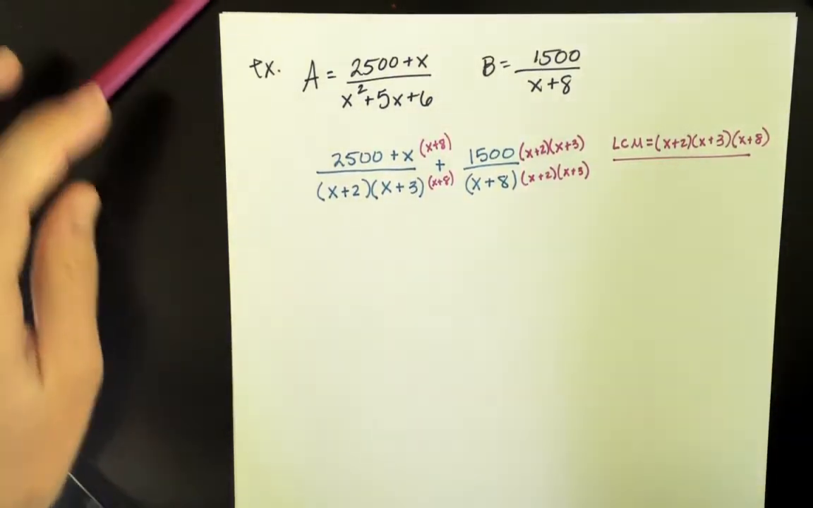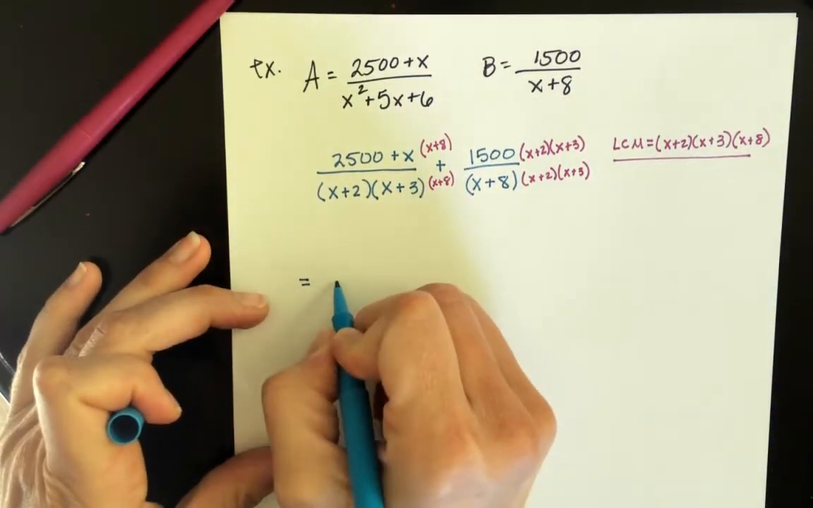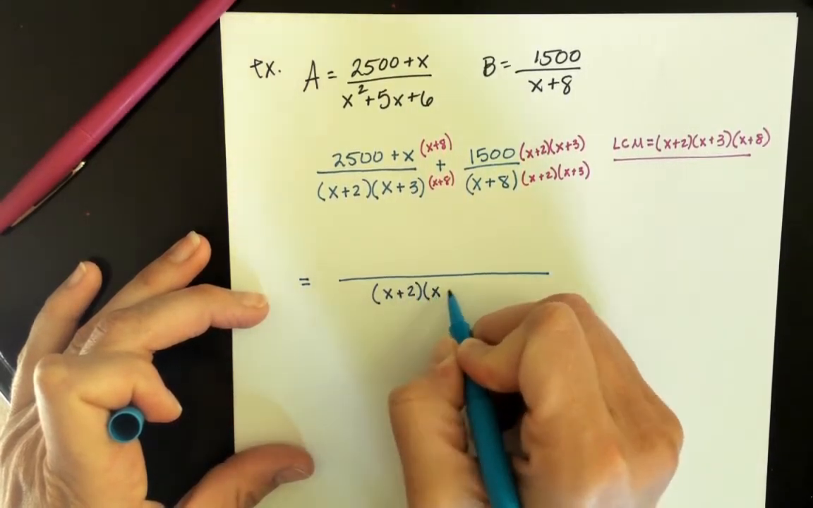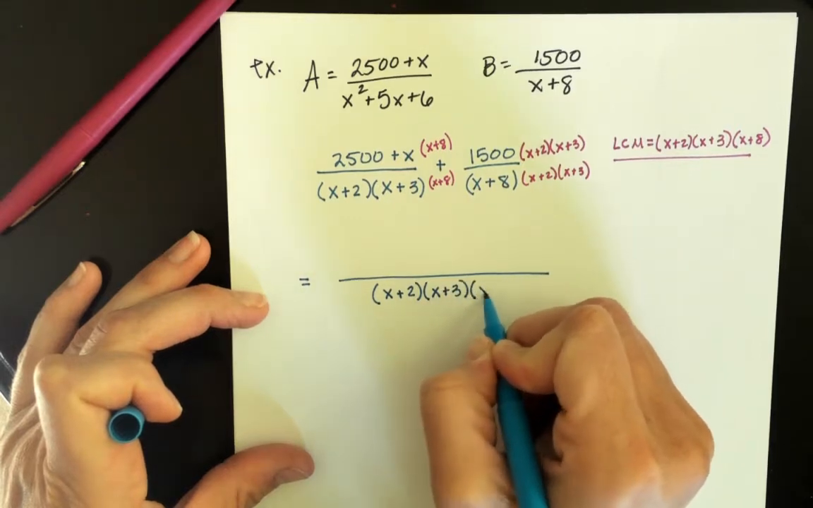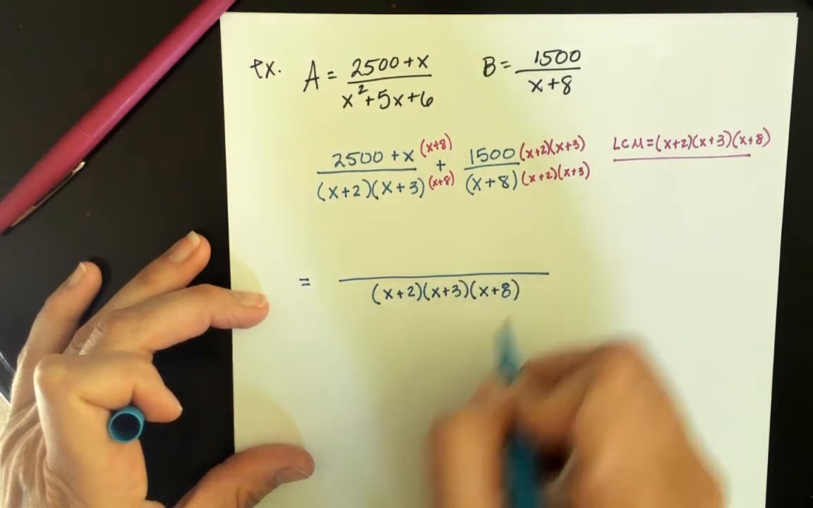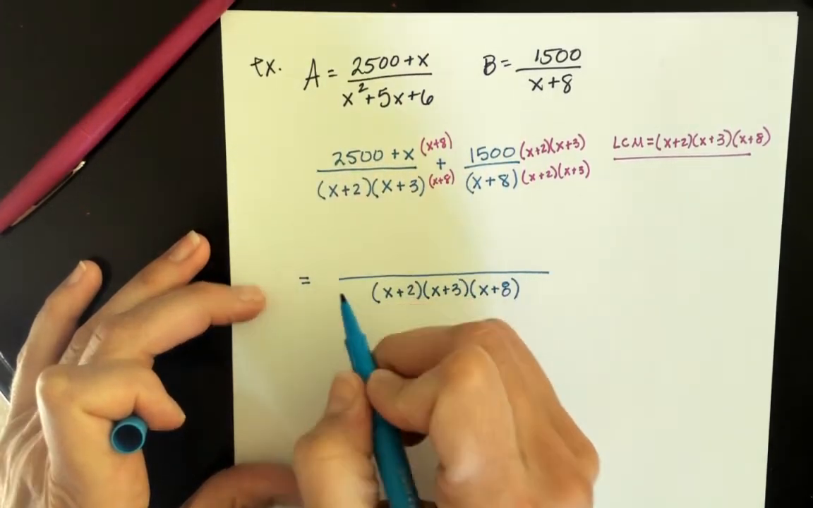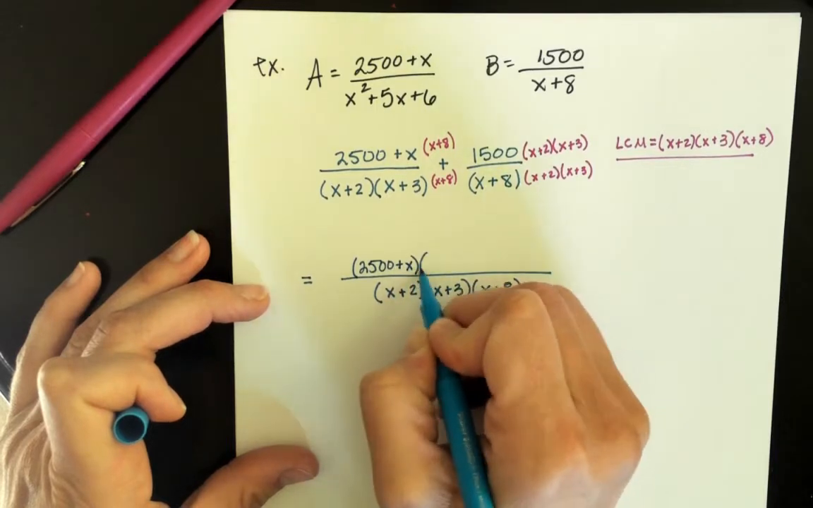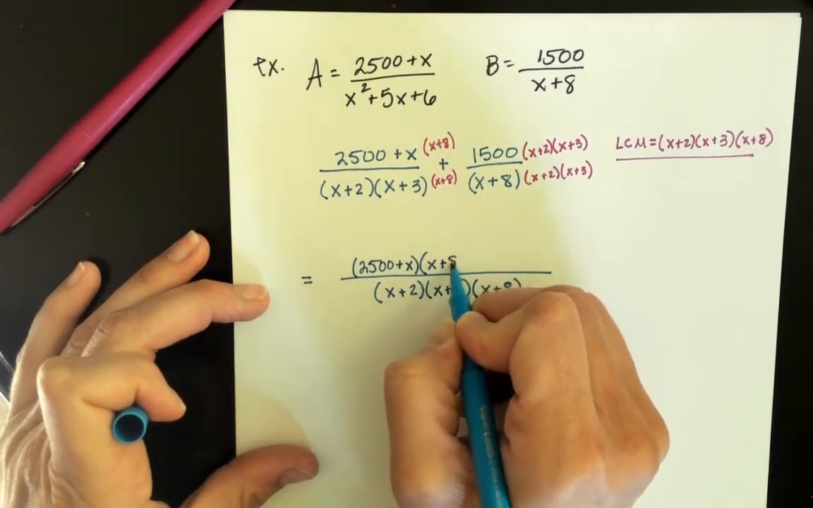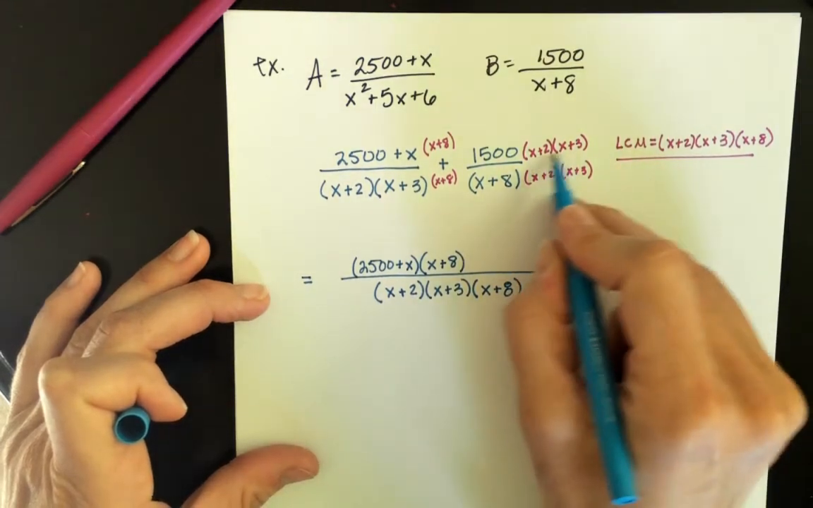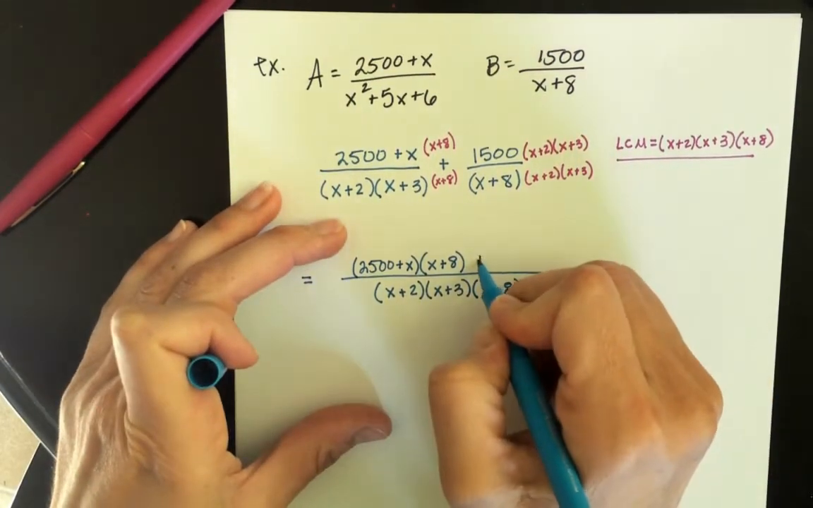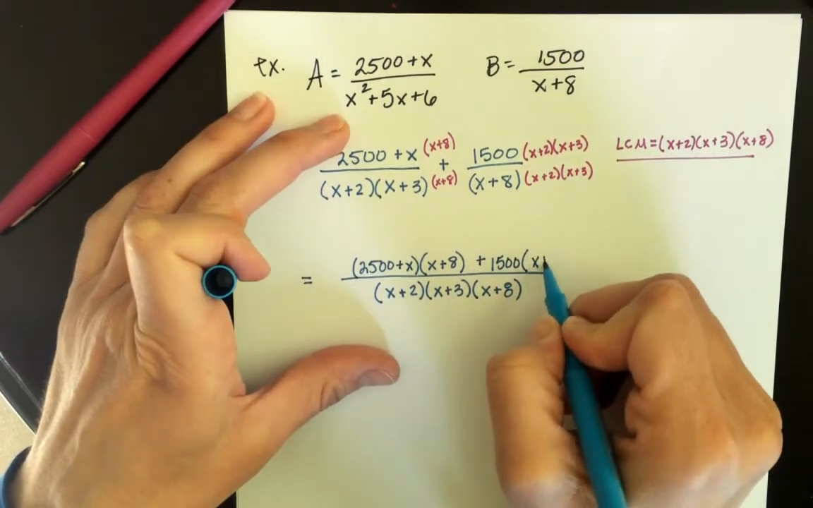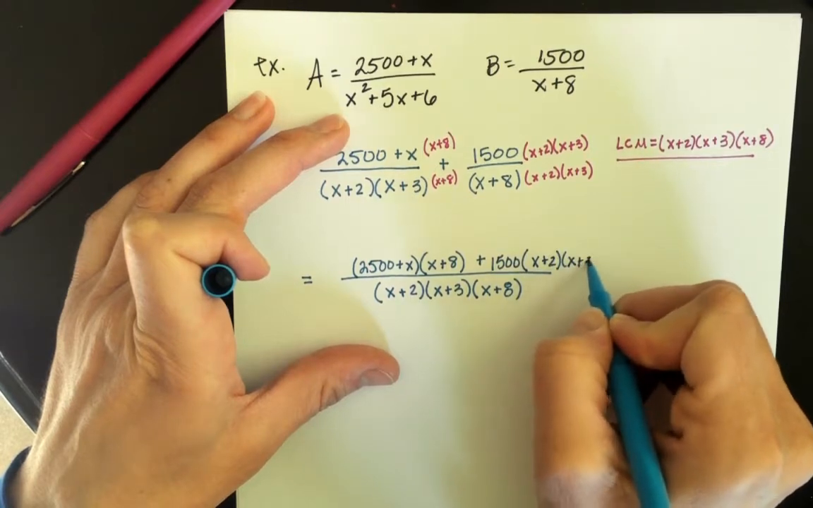So the good thing is again, if I write this out, I only have to write the denominator now once, because we know when we get a common denominator, all of it is over the same denominator. In the top, I'm going to have 2,500 plus x times x plus 8. Over here, I'm going to have the 1,500 times this x plus 2, x plus 3.